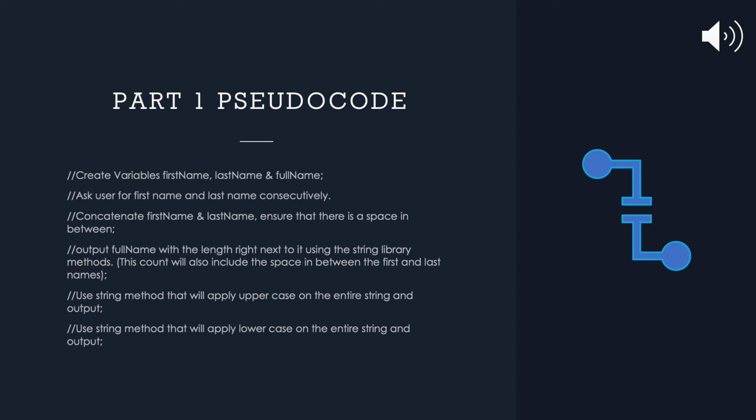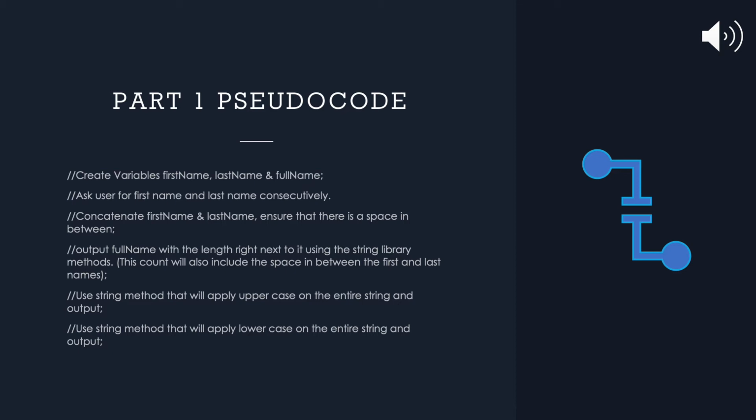All right, let's move on to pseudocode. First, we are going to be creating our variables, the first name, the last name, and the full name. And as you can see, I used camel case in these examples. Next, we will be asking the user for the first name and last name consecutively, and we will be taking in those inputs and putting them into the first name and last name variables.